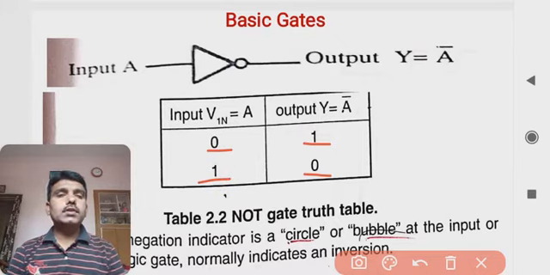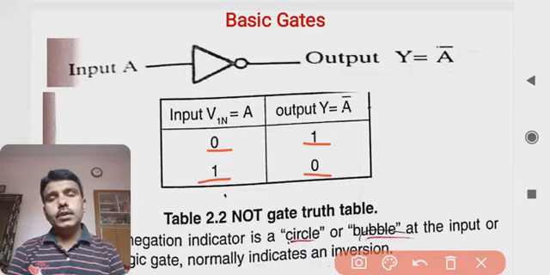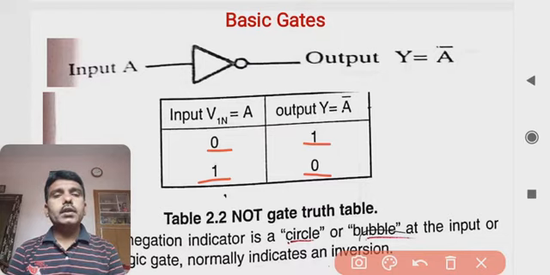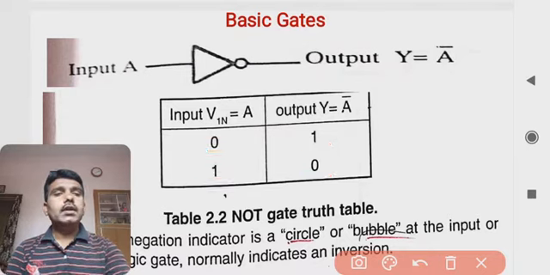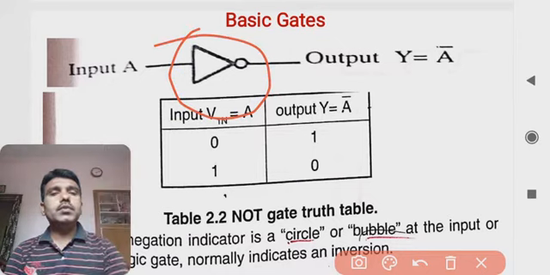In this case, the truth table gives you the information. Because there is only one input, it has only one output. It only inverts or complements whatever input you have given, and that's why it is called a NOT gate. As far as the symbolic representation goes, it is just like this.